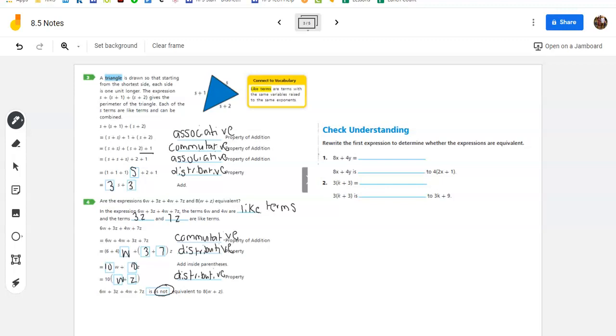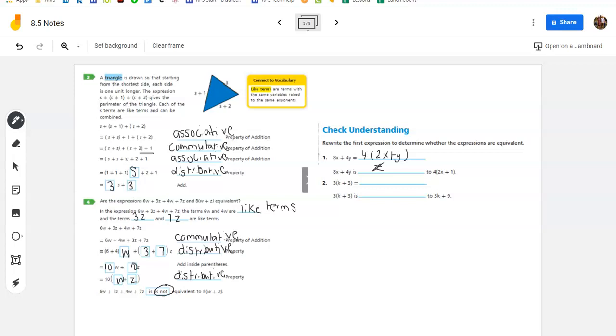Let's take a look at the check understanding. We're at the bottom of page 263 for those of you following along. Okay, I'm going to rewrite the first expression to determine whether the expressions are equivalent. So 8 and 4, a number that can go into both 8 and 4 is 4. When I take the 4 out, I have 2 left over here, so 2x plus y. And what I'm looking for is 2x plus 1. So this is different, not equivalent. When you do an equal sign with the slash through it, that's not equivalent.